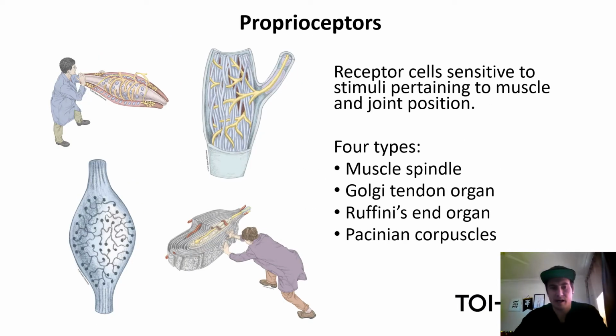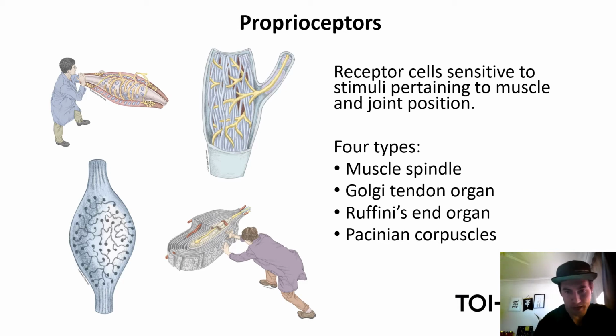Okay, now we're going to look at receptors. So receptors are structures that detect and receive information, and they can also contribute to action happening within the autonomic nervous system. So receptors are cells that are sensitive to different types of stimulus. And in terms of proprioception, it's a stimulus pertaining to muscle and joint position. So this is how we can detect where our body is in position and if we're in balance or not.